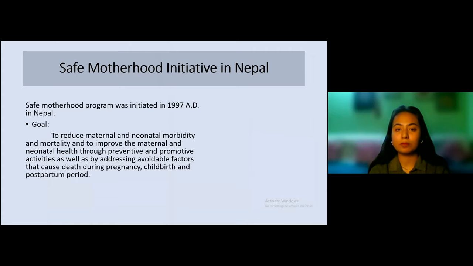Now, the Safe Motherhood Initiative in Nepal. It was initiated in 1997 AD here in Nepal, and its main and foremost goal is to reduce maternal and neonatal morbidity and mortality and to improve maternal and neonatal health by addressing avoidable factors that can cause death during pregnancy, childbirth, and the postpartum period.